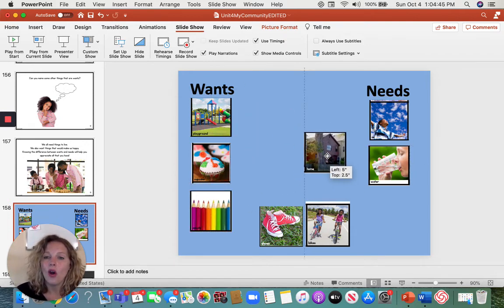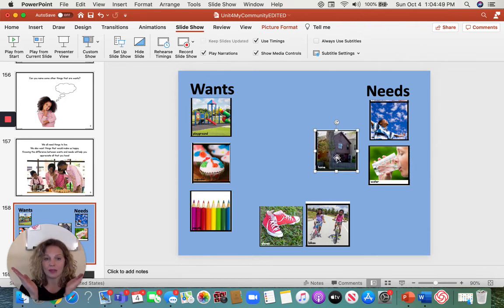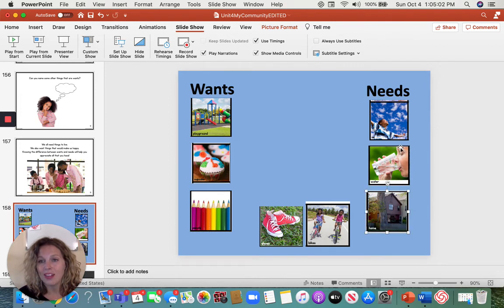What about a home or a house? Is that a want or a need? I think it's a need because we need a shelter to live in, right? So they talked about shelters in the book. A home is a shelter. So that's a need.